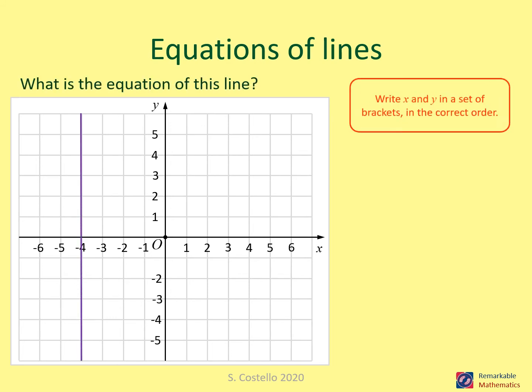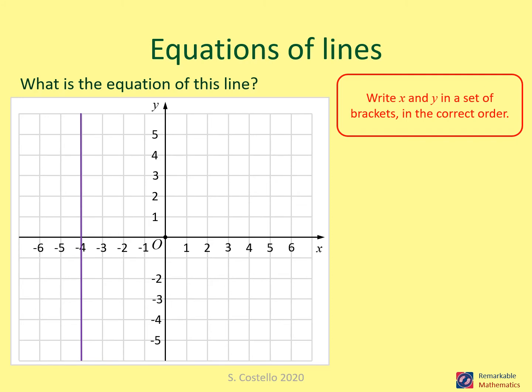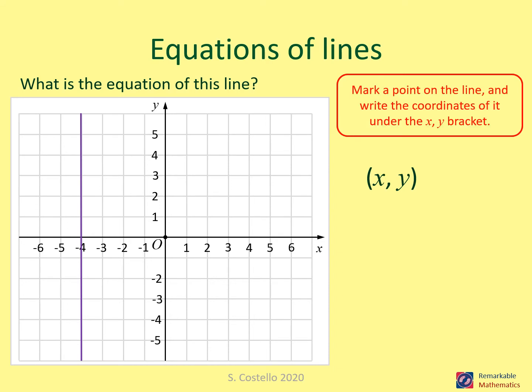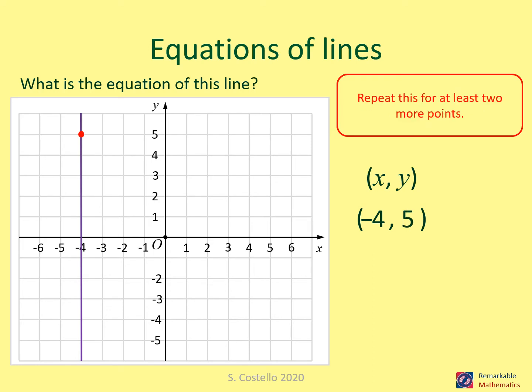What is the equation of this line? Write x and y in a set of brackets in the correct order. Mark a point on the line and write the coordinates of it under the x and y bracket. Here's our point. The x component is -4 and the y component of the coordinate is 5. Repeat this for at least 2 more points.